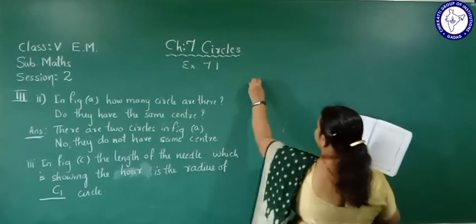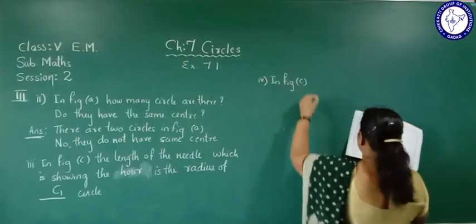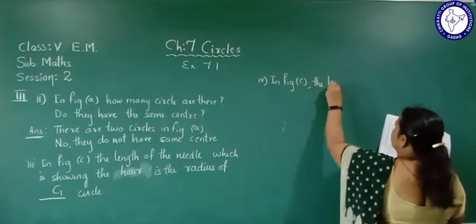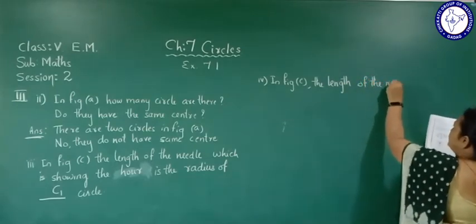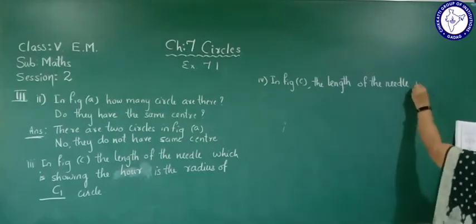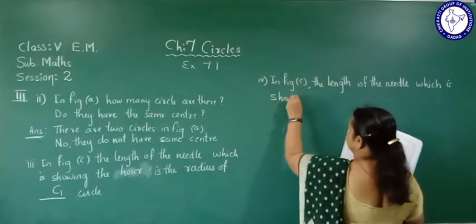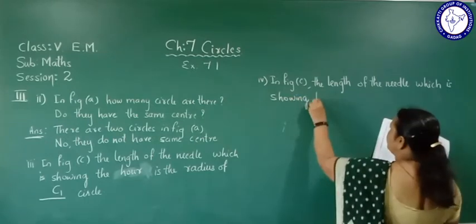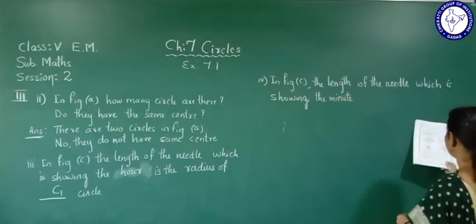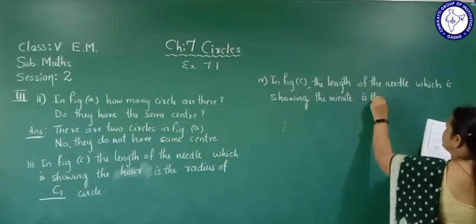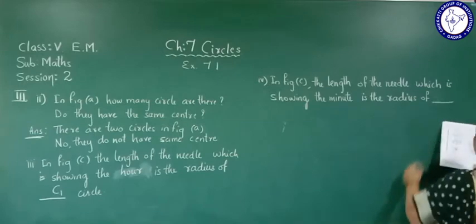Then fourth, fill in the blank. In figure C, the length of the needle which is showing the minute is the radius of dash circle.